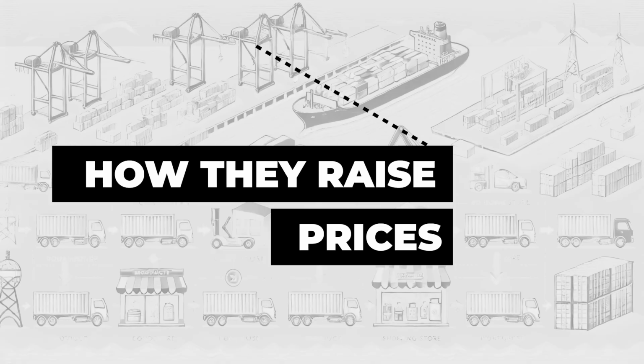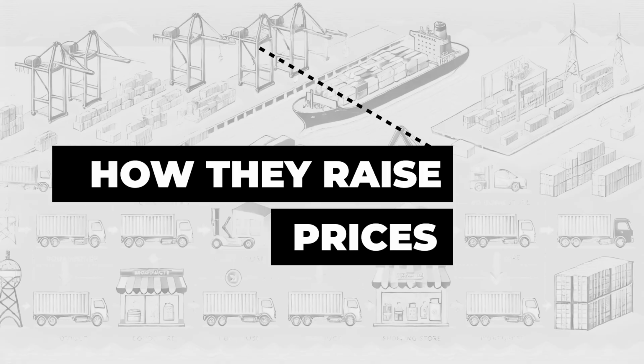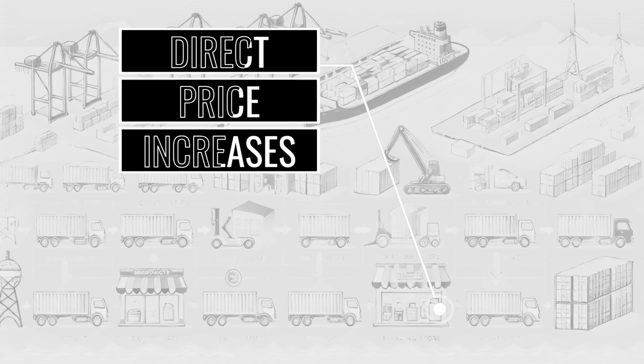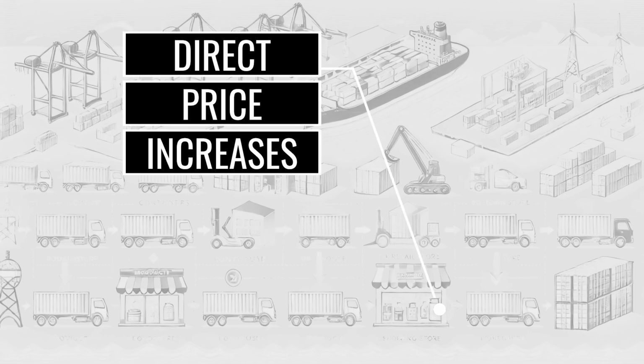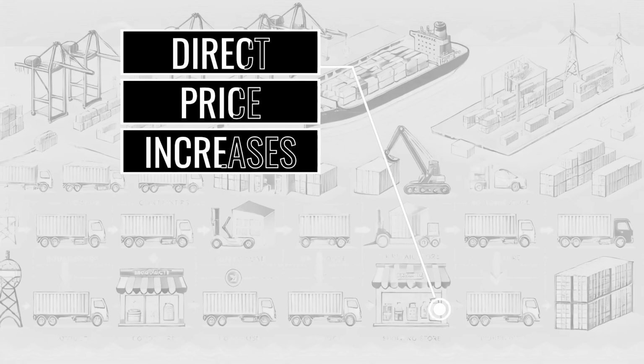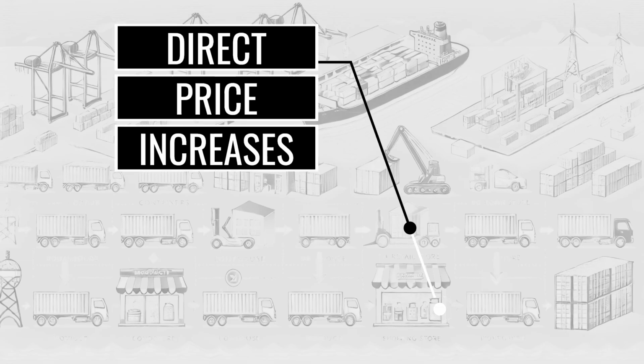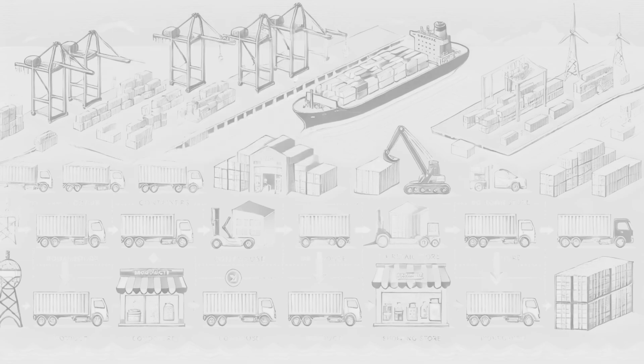Let's take a closer look at some of the key ways tariffs raise consumer prices. Direct price increases. Tariffs directly increase the cost of imported goods. For example, if a $200 television faces a 25% tariff, it will now cost $250. This higher price is usually absorbed by the consumer.